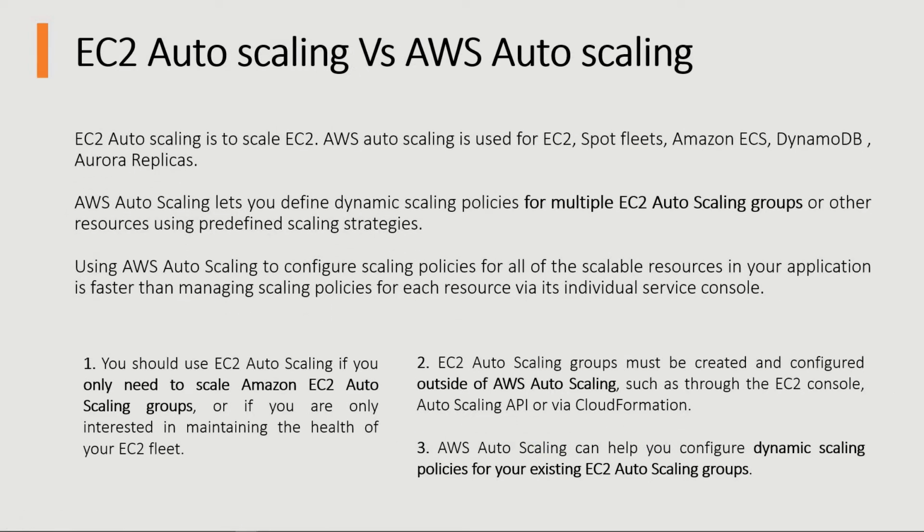But again, EC2 auto scaling is to scale EC2, as I said, and AWS auto scaling is used for EC2, Spot fleets, Amazon ECS, DynamoDB, Aurora replicas. Next thing is AWS auto scaling lets you define dynamic scaling policies for multiple EC2 auto scaling groups. Emphasize on that, for multiple EC2 auto scaling groups or other resources using predefined scaling strategies.